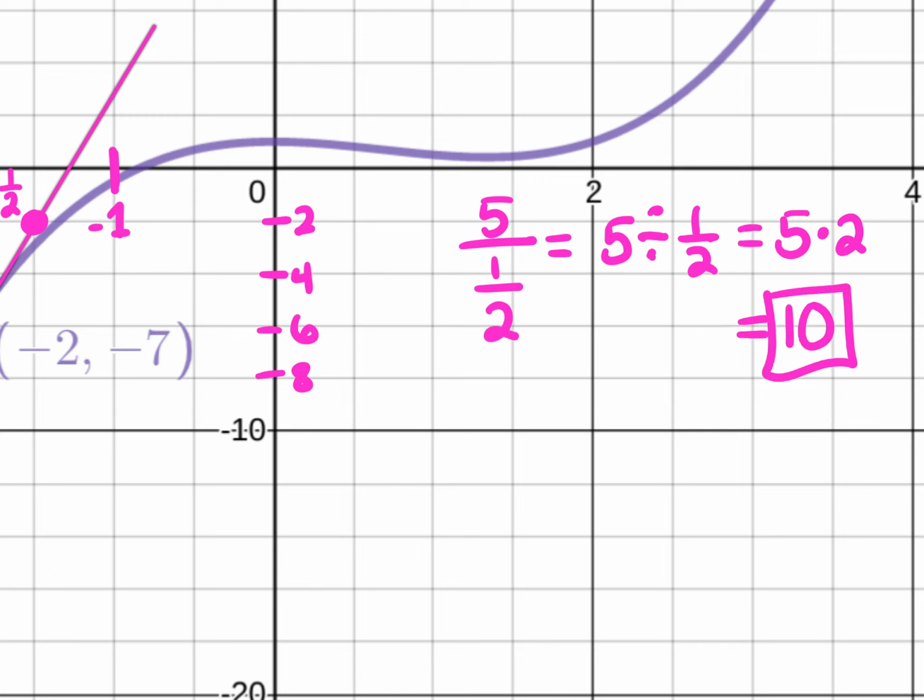Now I could have written that as 10 over 1. Maybe you got 8 over 1. Maybe you got 9 over 1 or 9 over 2 or something like that, okay? The key here is it's a pretty dramatic change. So our numerator should be much bigger than the denominator, and it should be positive. As long as those two things match what I have, you're good.